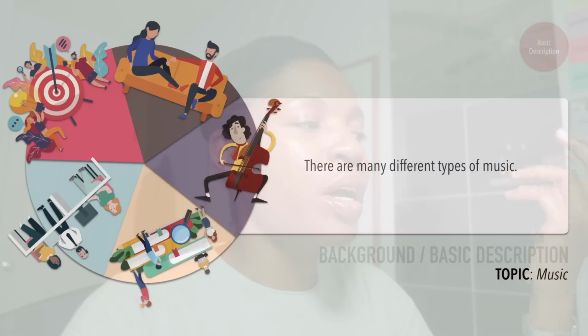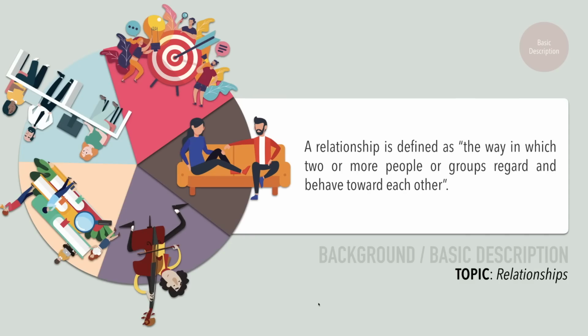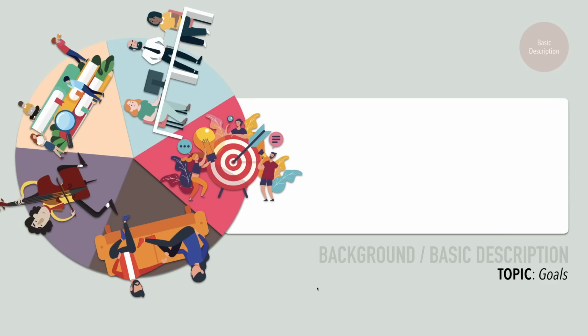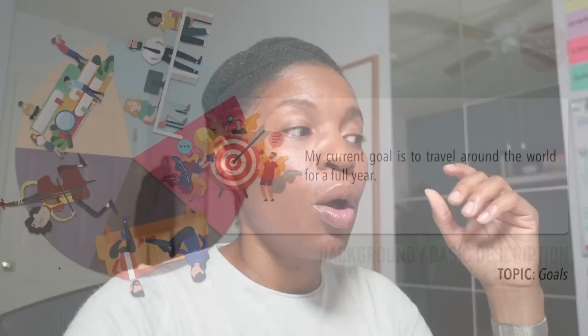Here we go. Now, let's say we're talking about the topic of relationships. You could say, a relationship is defined as the way in which 2 or more people or groups regard and behave toward each other. Now, in this example, I just gave the definition of relationships, okay? So you can choose that as well. For the first step, for number 1, all you're doing is giving the basic or background description or information, okay? Now, again, looking at another topic, what if we have this topic, goals? Well, for goals, you can say, my current goal is to travel around the world for a full year. Well, that can work because I'm describing a fact. I'm giving you a fact about my personal goal, okay? All right, so again, the first step, background information or basic description, okay?